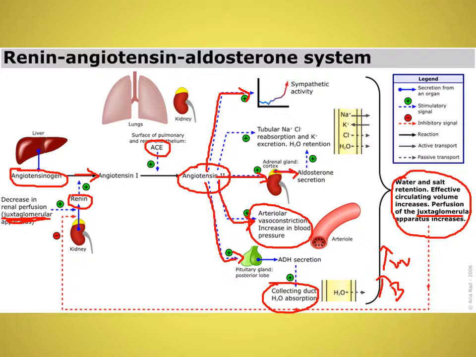When this occurs, this will act negatively on the kidneys. And when this occurs, the kidneys will actually stop releasing renin, and the renin-angiotensin-aldosterone system will be shut down for the time being, unless water reabsorption needs to occur again. So what we see here is a cascade of events. We can pick out the stimulus here.